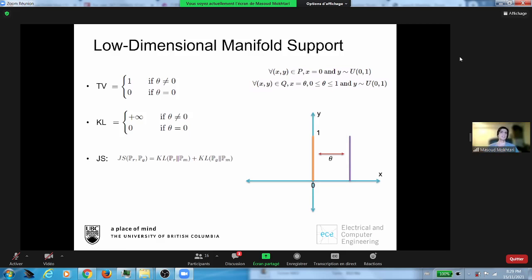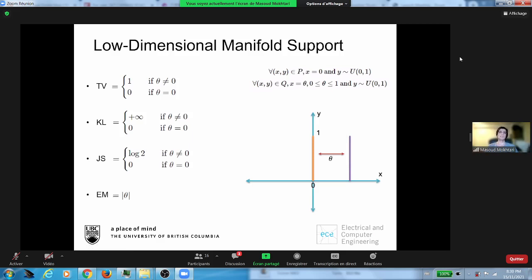So for Jensen-Shannon, we don't have this infinity issue anymore, but it's still not perfect. When theta is equal to 0, we get 0. When theta is not equal to 0, we get log 2. And this is just a constant value. So two things I would like you to get out of this: first of all, these are not continuous, right? So at 0, none of them are continuous. And here we're just getting a constant value. We'll see why that's important in a bit.